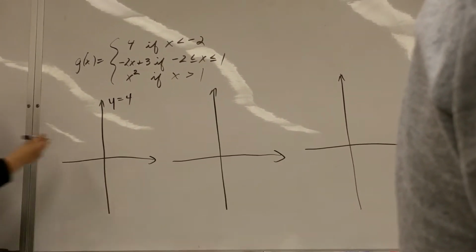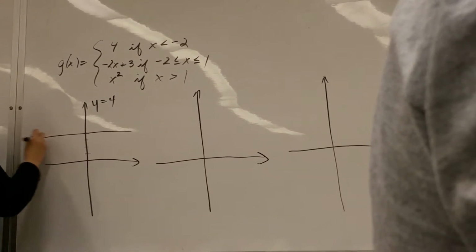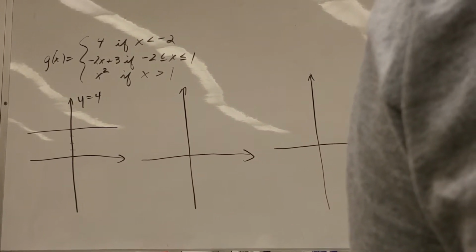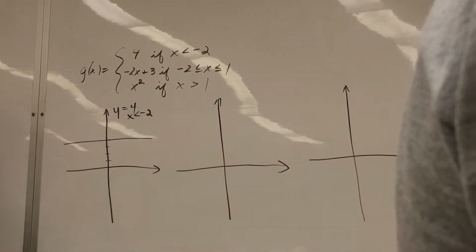Horizontal. Horizontal line. 2, 3, 4, horizontal. But I don't want the whole graph. I only want the piece where the x values are less than -2.